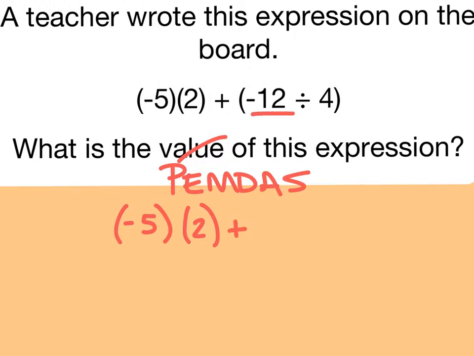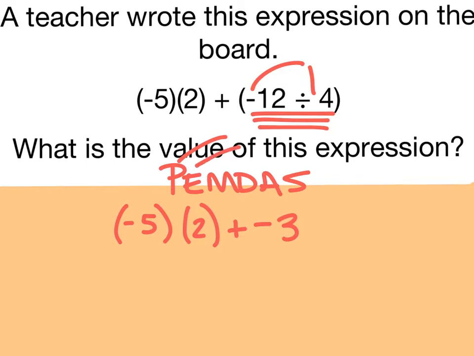Plus, inside these parentheses, we do have an expression that can be simplified. -12 divided by 4. Well, what's 12 divided by 4? If you said 3, I agree. And when we multiply or divide integers, we know if one is negative and one is positive, then our solution is negative. So -12 divided by 4 is -3. So we've taken care of parentheses, or expressions inside parentheses.